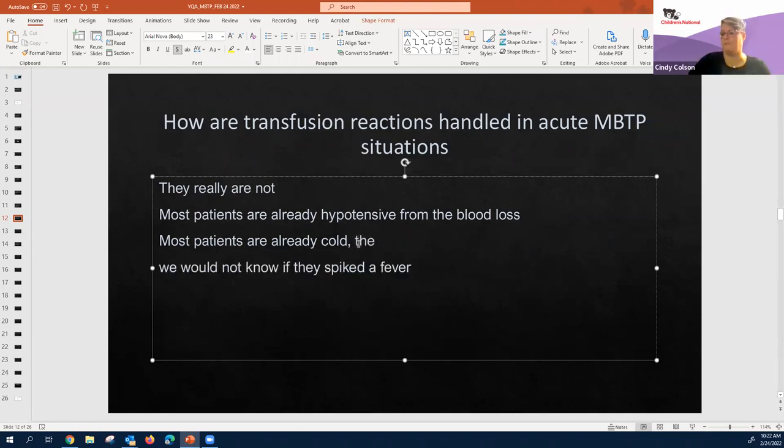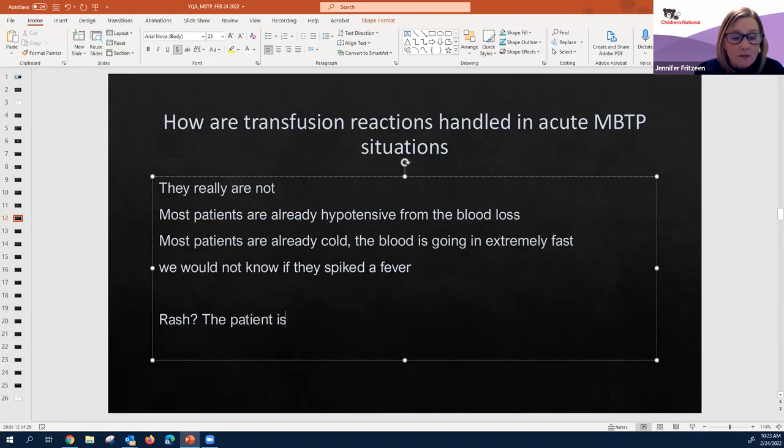What if I get a rash? Honestly, I personally have never seen a rash during a massive blood transfusion, but we would probably have to deal with a little rash and throw a little Benadryl at them when they were more stable. But remember why we're giving this. We have an unstable patient who's hemorrhaging, and a rash probably shouldn't stop us. Note it, but don't stop it. The patient will die without the blood.